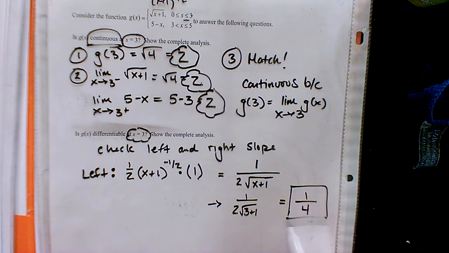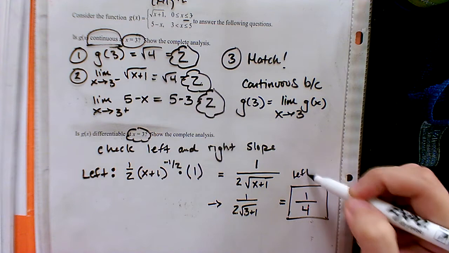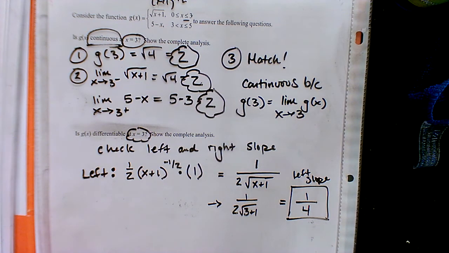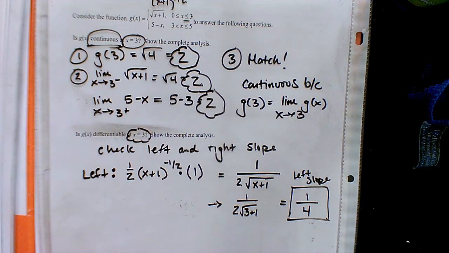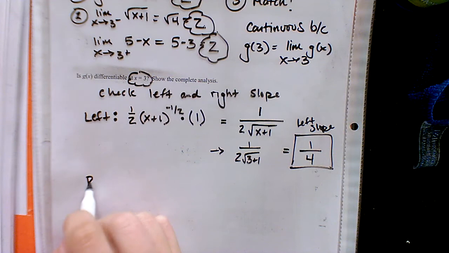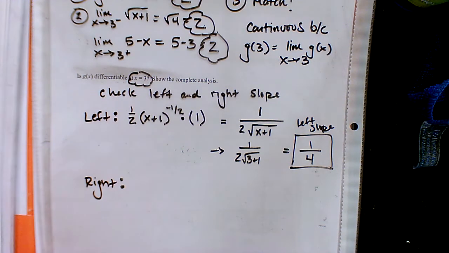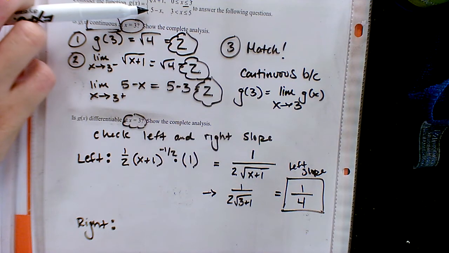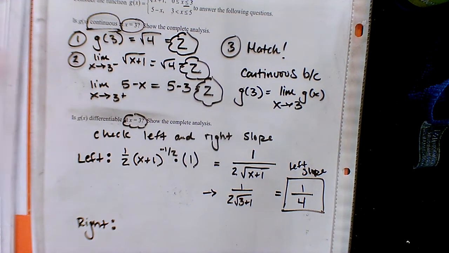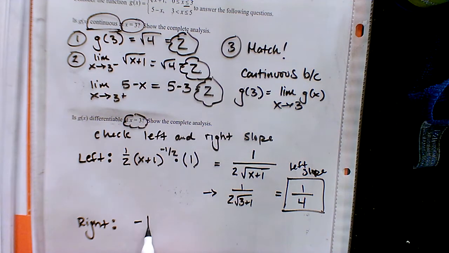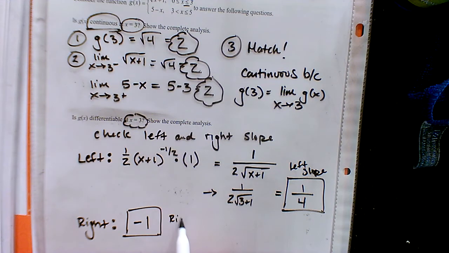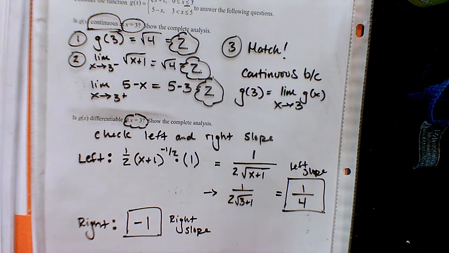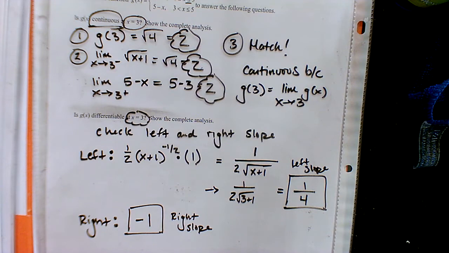Okay, so this is the slope from the left-hand side, 1/4. Now we have to check the right-hand side to see if it has the same slope, meaning that they're smoothly connected. So the right equation would be 5 minus x, and if we do our derivative shortcuts, the derivative of 5 is 0, and then we have to subtract the derivative of x, which would be -1. All right, so there's our right slope. Are they smoothly connected? No.